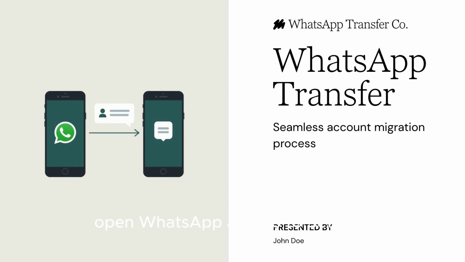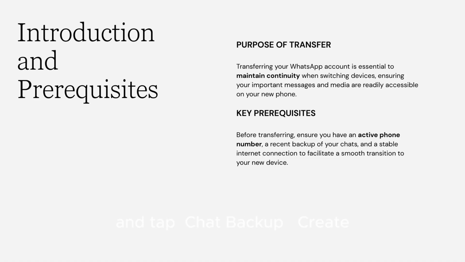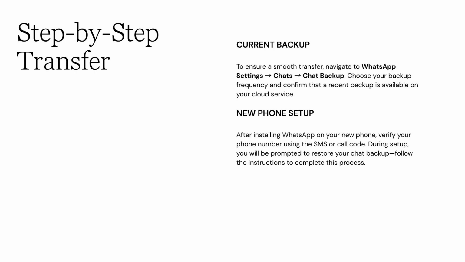Let's transfer your WhatsApp account to a new phone. First, on your old phone, open WhatsApp and go to Settings, then Chats and tap Chat Backup. Create a final backup to iCloud on iPhone or Google Drive on Android. Now install WhatsApp on your new phone. Open the app and verify your phone number. It must be the same number used on your old device.